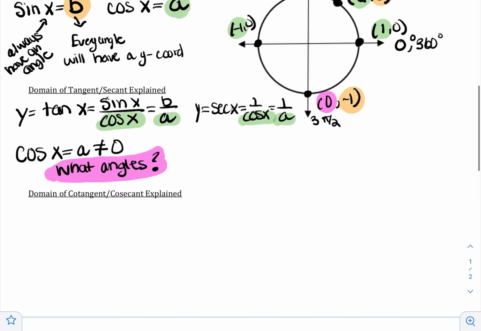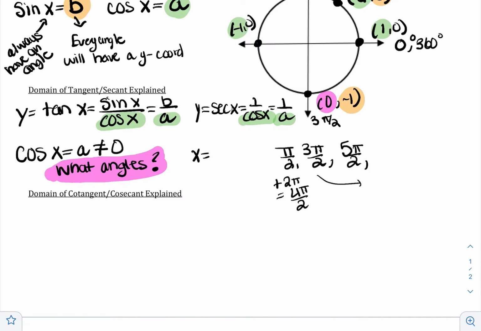So that means that x would equal pi over 2 and 3 pi over 2. Now, of course, that's only one revolution. You can keep going around the circle over and over again, so you would add 2 pi. Now, 2 pi is 4 pi over 2. So pi over 2 plus 4 pi over 2 is 5 pi over 2. Now, you could also do it from this one. So 3 pi over 2 plus 4 pi over 2 is 7 pi over 2.